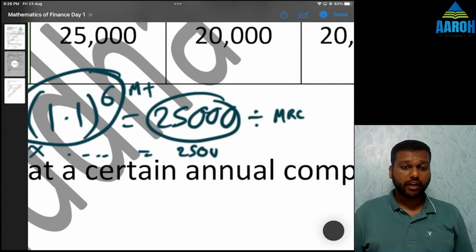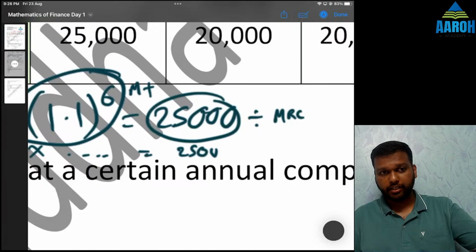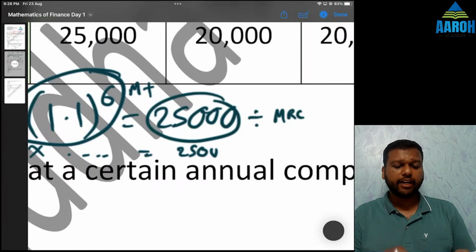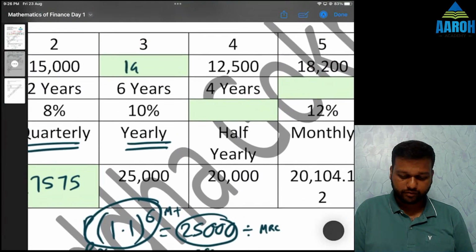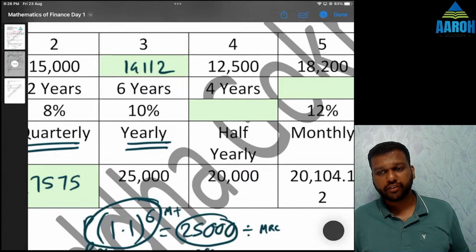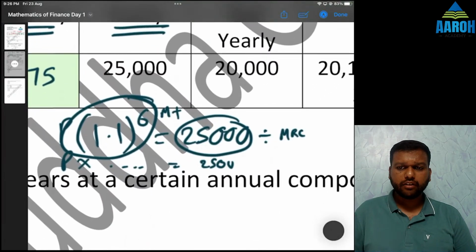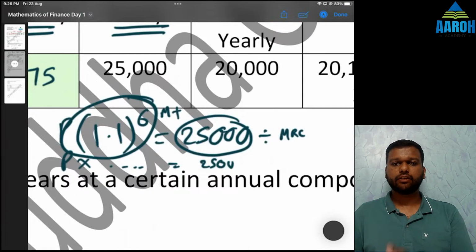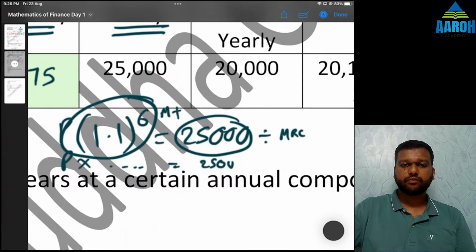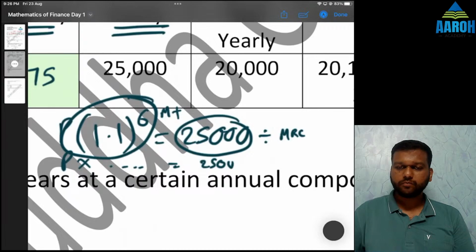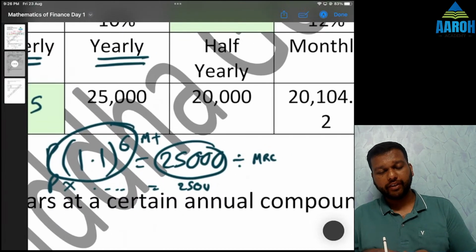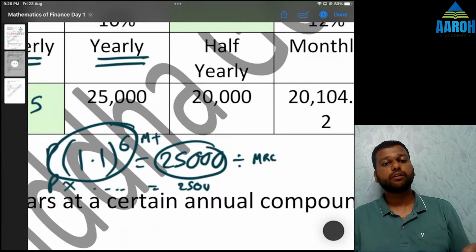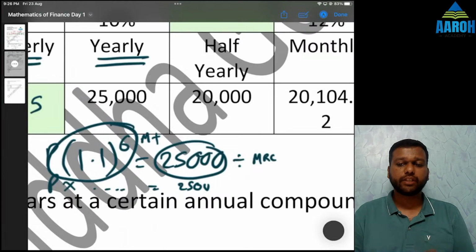Okay. What are we doing? We are storing this in memory, M plus. Then 25,000 divided by MRC. If you press equal to, you should get your answer as 14,111 or 14,112 rounded. Okay. I hope everyone has understood this MRC thing. If not, let me know in comments. So that's how you should calculate. This is not just for TVM or mathematics or finance, it is for every chapter. You should follow the same concept whenever an equation like this comes.